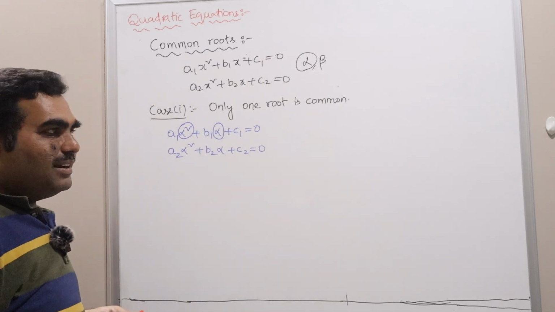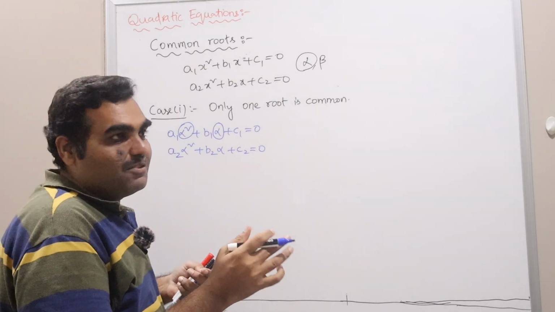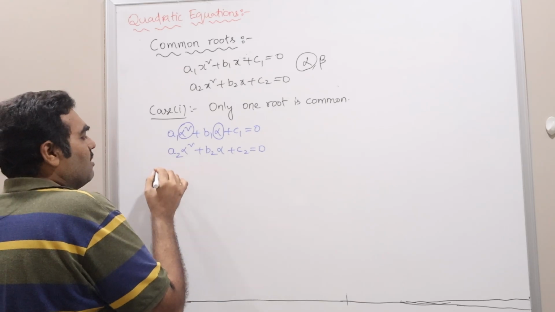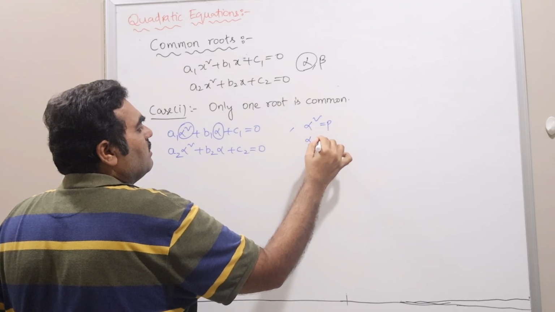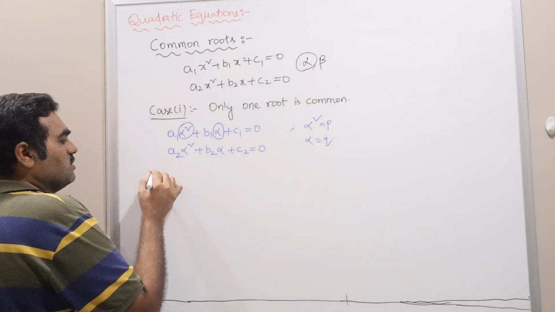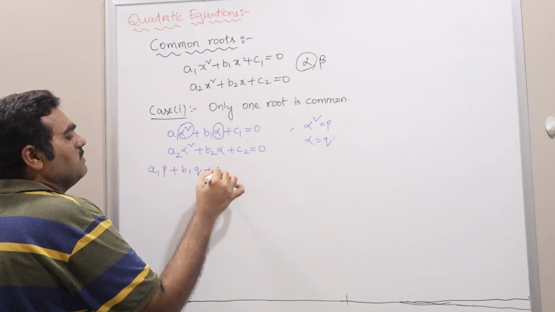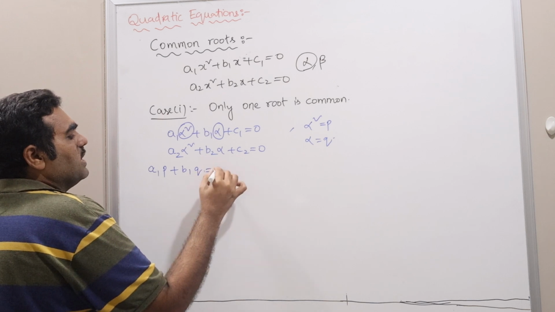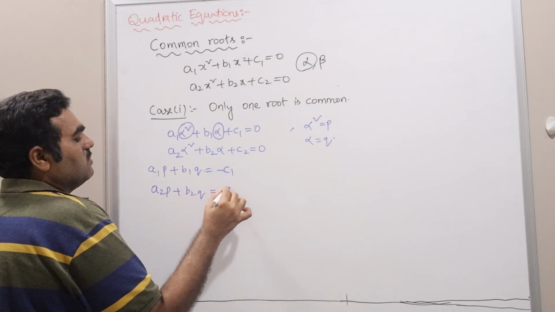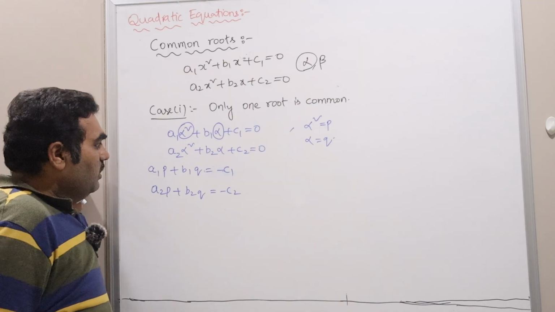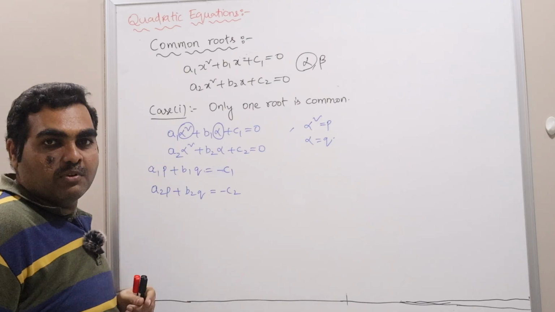For the time being, just to make it simple without any confusion, let me substitute alpha square with p and alpha with q. So I get a1p plus b1q is equal to minus c1, and a2p plus b2q is equal to minus c2. We are going to solve these two linear equations for p and q.